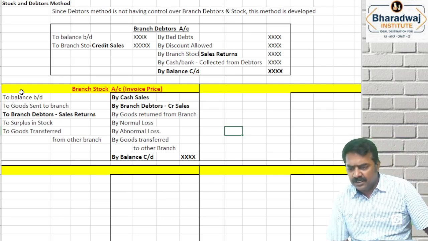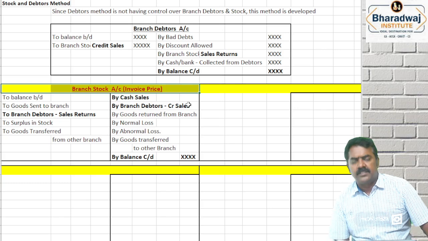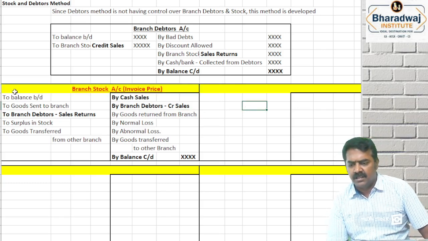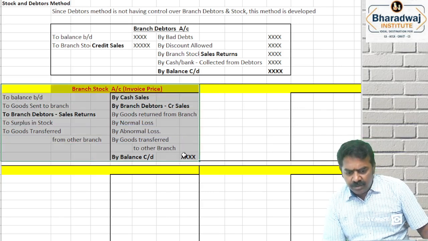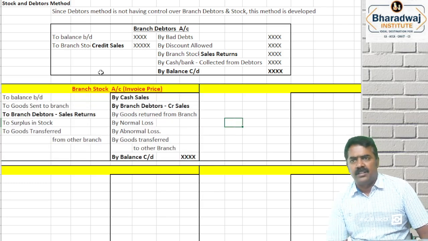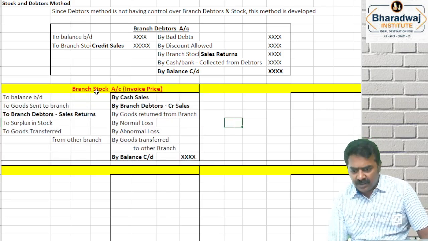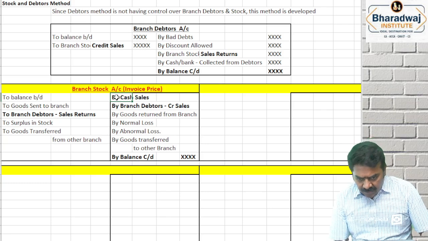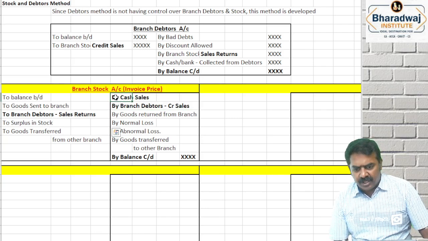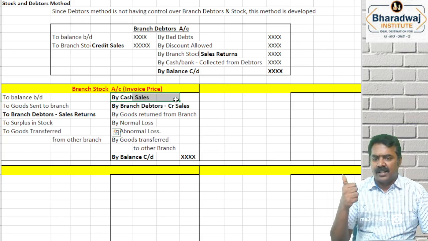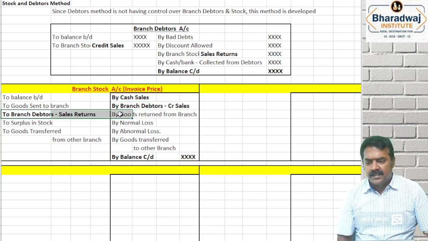Please remember, this branch stock will be maintained at invoice price, since goods are sent at invoice price. We have to remove the profit element to find out the gross profit. How to remove the profit element? Profit is earned on cash sales, credit sales and returns. When you are selling the goods, you are earning the profit on cash sales plus credit sales minus returns.